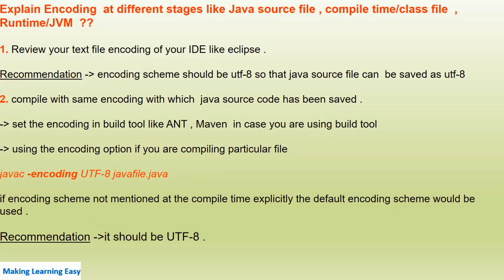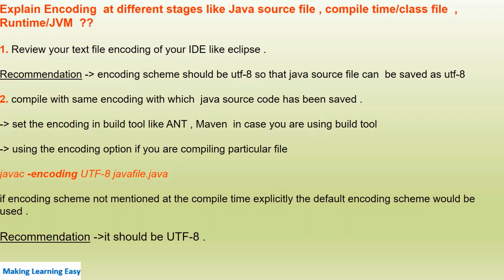If you are working on a Java project, there would be many places where you need to keep the encoding scheme in mind. Number one is when you are writing the source code, when you are writing the Java file. So you should review the text file encoding of your IDE like Eclipse, which encoding scheme Eclipse is using for your Java files or any text file. So first review that. And the recommendation is you should use UTF-8 to save the Java files or any other type of file. Now let's see how we can check or update the encoding scheme in Eclipse.